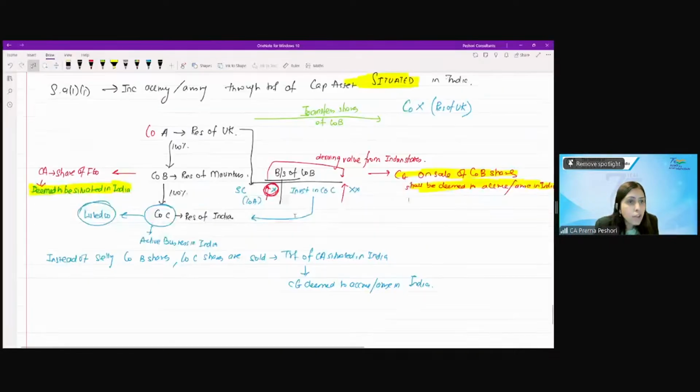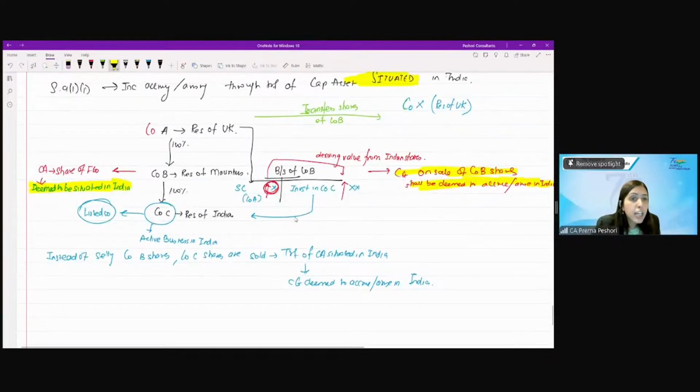So when will it be said to be deemed to be situated in India? If the shares of company B are deriving the value from the assets located in India. Is company B deriving the value from the Indian shares? Answer is yes. So shares of company B are deemed to be situated in India, and therefore the capital gain arising on the sale of company B shares will also be deemed to accrue or arise in India.